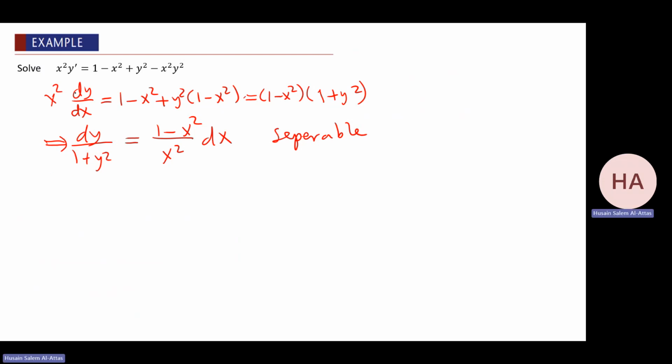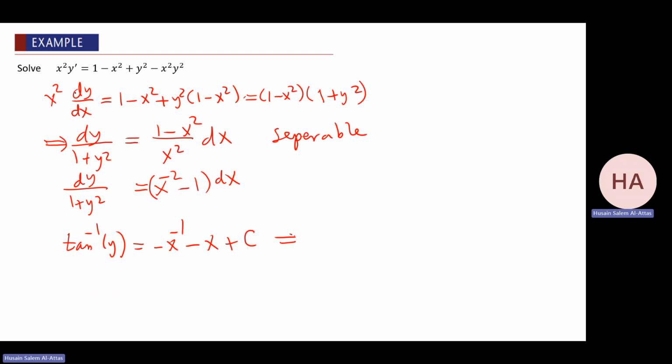Integrate to get what? Or I can simplify this one: it's x to the power of minus 2 minus 1 dx. Now integrate to get what? Tan inverse of y will be, what's the integral of this? Minus 1 over x minus x, don't forget, plus c. So it means I can write it as an explicit solution. It depends on the question, in this way.